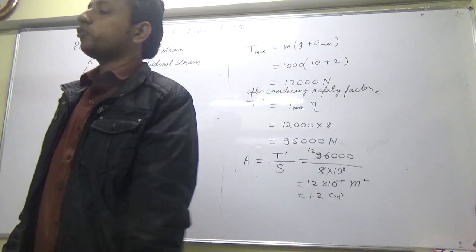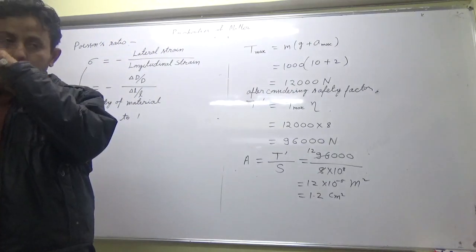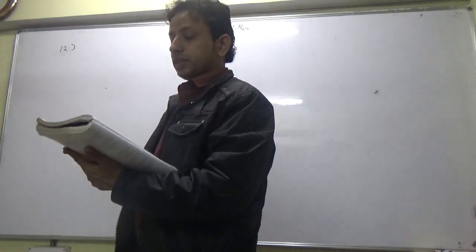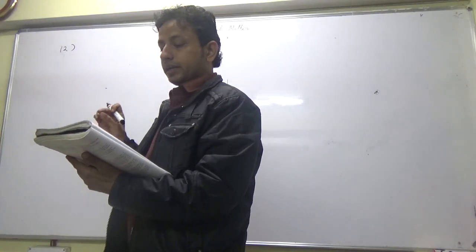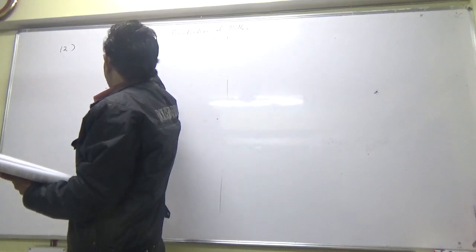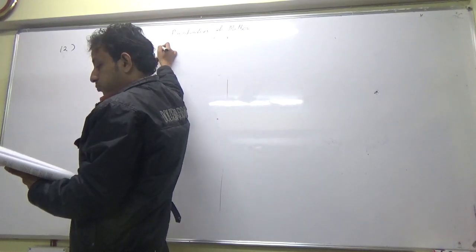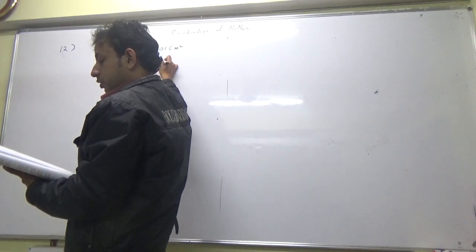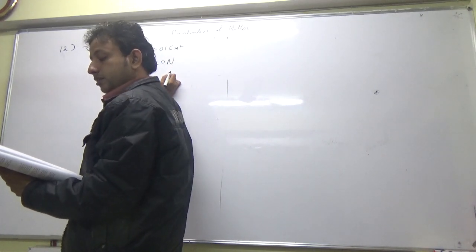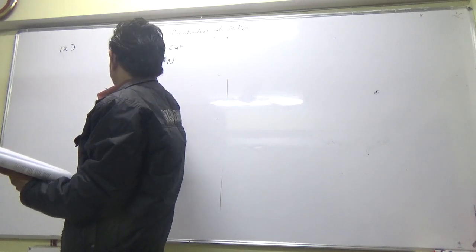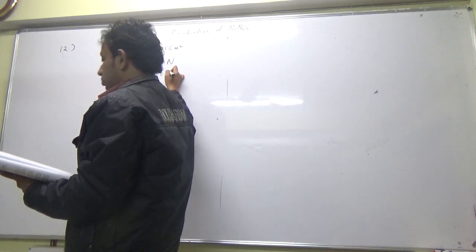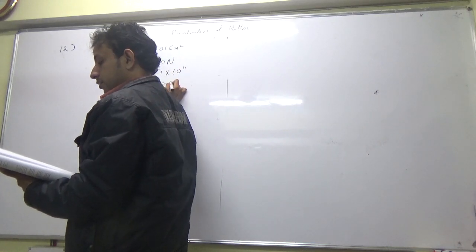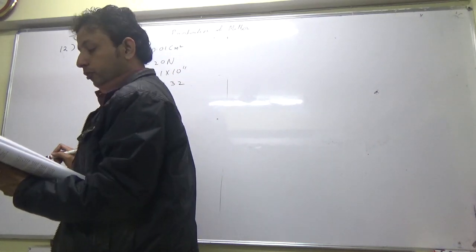So you have to solve question number 12. Look, it is written: a copper wire of cross sectional area 0.01 centimeter square is under a tension of 20 Newton. Find the decrease in cross sectional area. Young's modulus is given as 1.1 times 10 to the power 11. Poisson's ratio is given as 0.32. Okay.